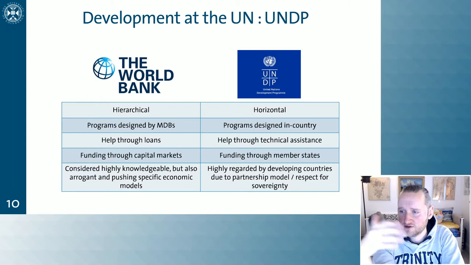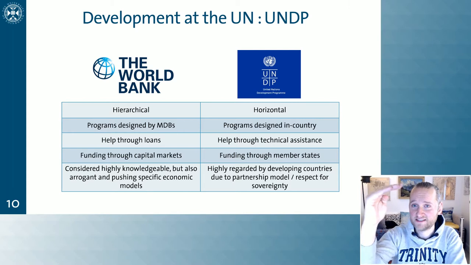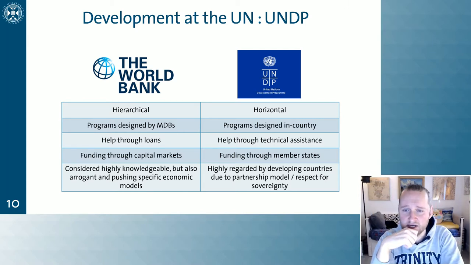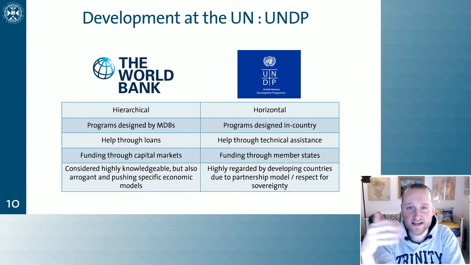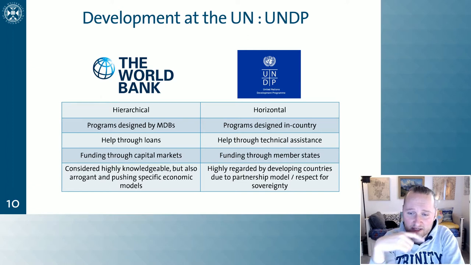So if you look at the World Bank, the World Bank's funding model is a hierarchical one. The World Bank sits on top and it gives out money towards the bottom. The programs that it funds tend to be designed by the World Bank itself. So the World Bank says, hey, we are giving money for specific programs that look like this. Does anyone want this money? And if you say yes, you have to implement that specific program. It mainly helps through loans, and the money for those loans is gathered at global capital markets. So it essentially collects money from the global capital markets and then gives those out as loans. So of course you have to pay that back too.